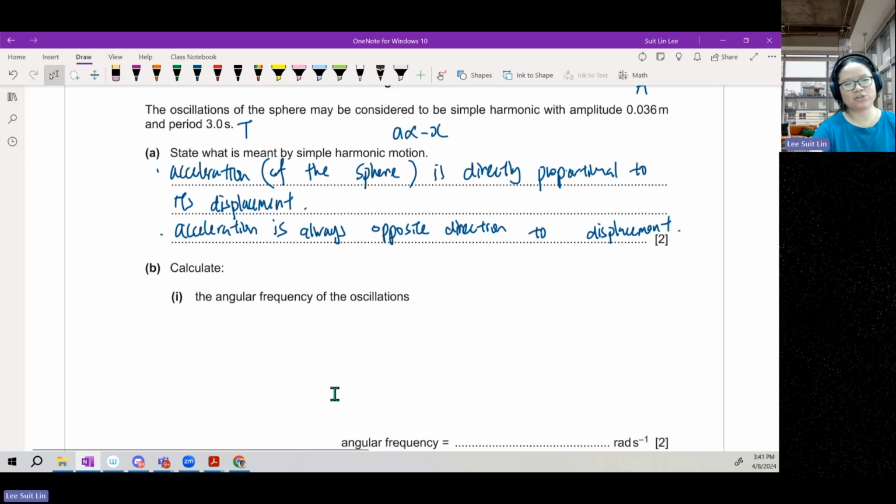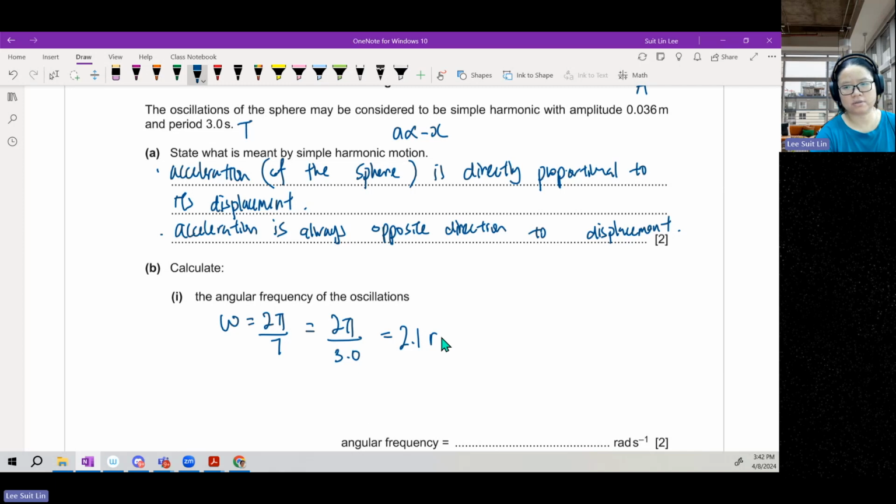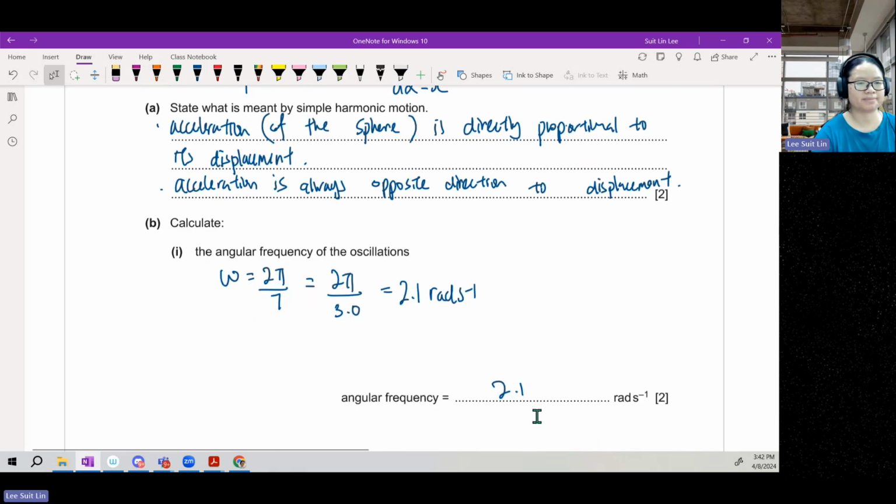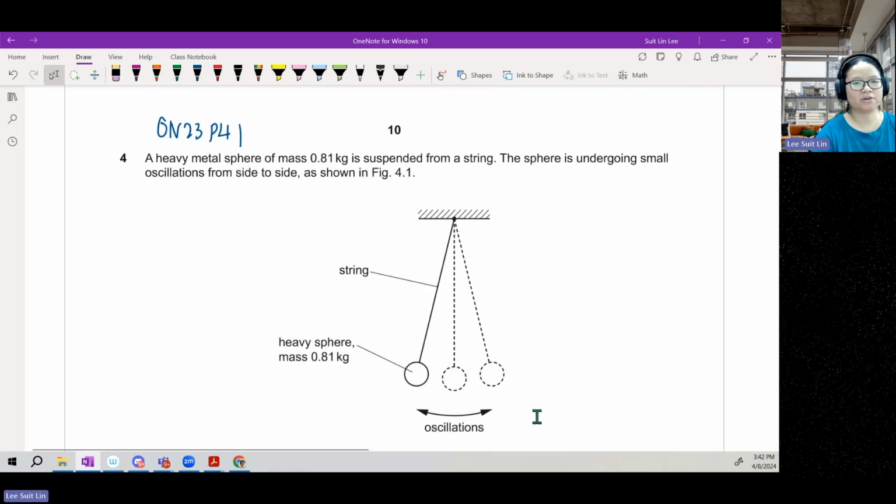All right, calculate the angular frequency of the oscillation. Calculation is fine. Okay, but when you write explanation or definition, don't use symbols. So angular frequency is omega. Omega is 2 pi over T. T is 3. Do not write fraction, radian per second. You want to write more SF also can, but I see everything here is 2 SF, so I follow question: 2.1 radian per second. Okay, very nice. Wow, got 4 marks already.